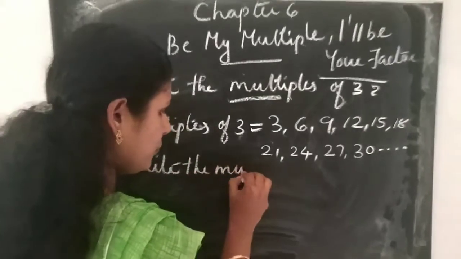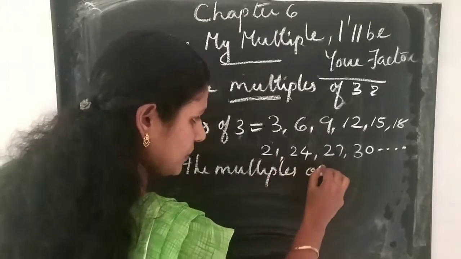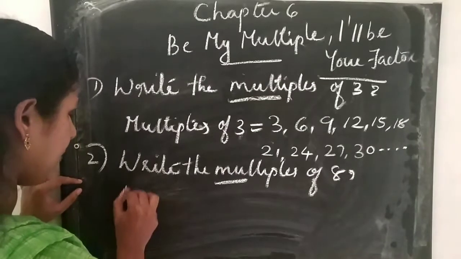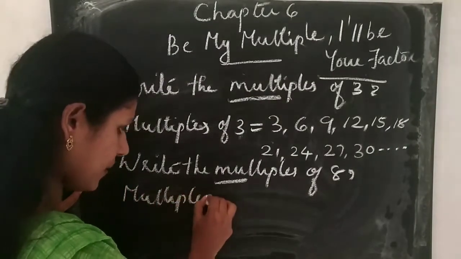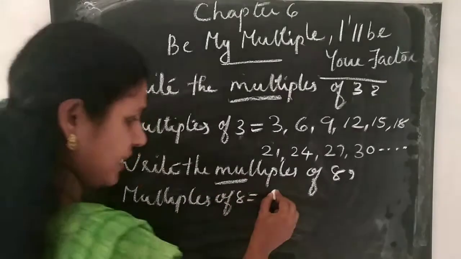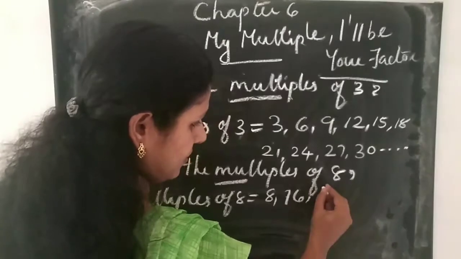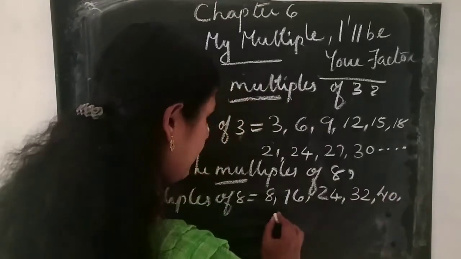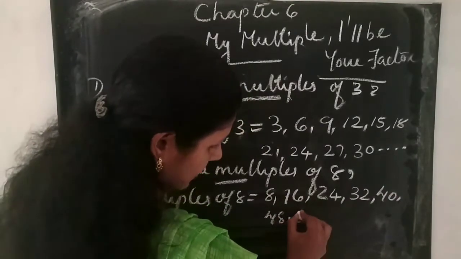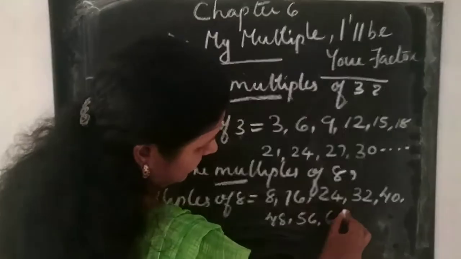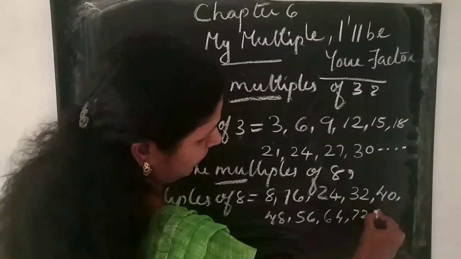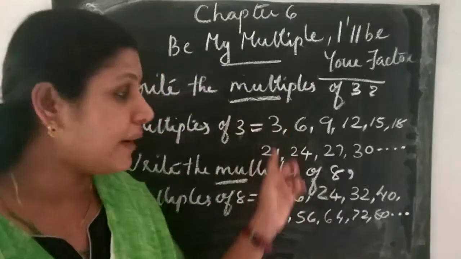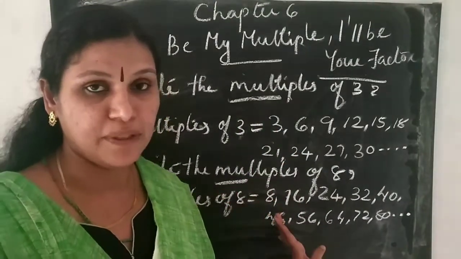the multiples of 8. In this question, what do we have to do? You just write the multiples of 8. That is 1 8 is 8, then 16, 24, 32, 40, 48, 56, 64, 72, 80 and so on. Understood? You just write the multiplication table, that is, the multiples of each number.